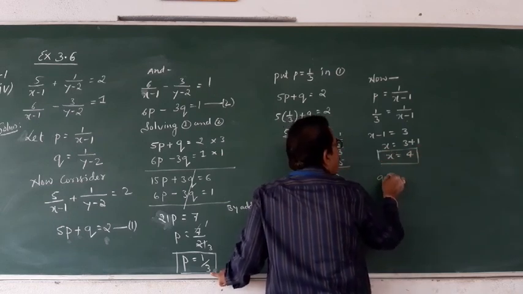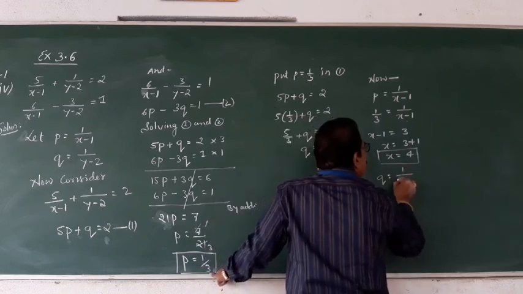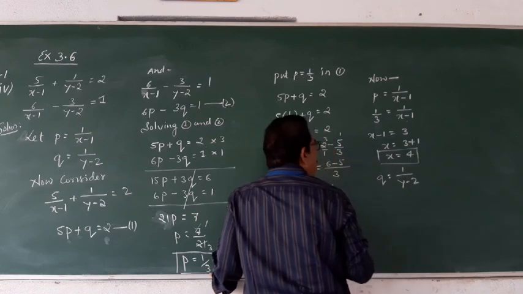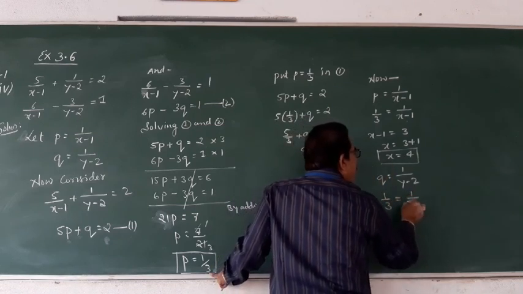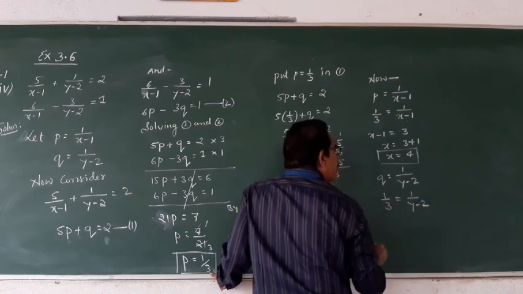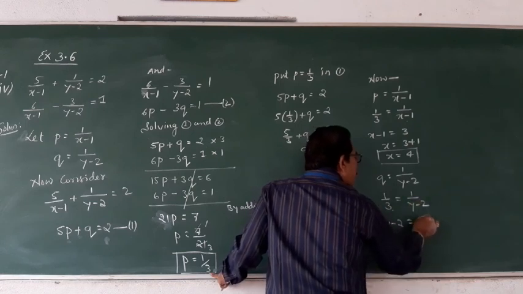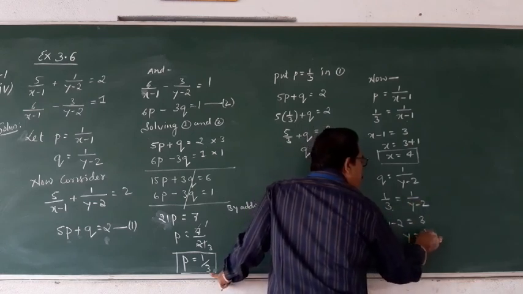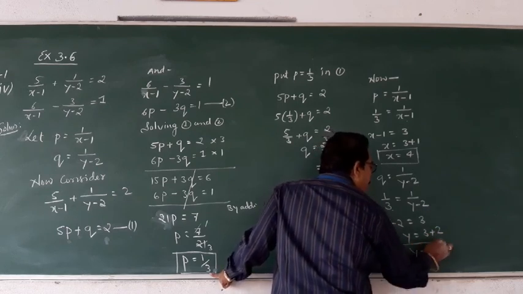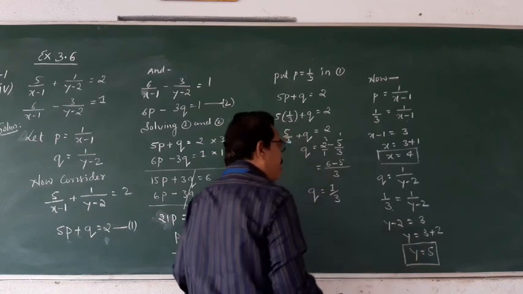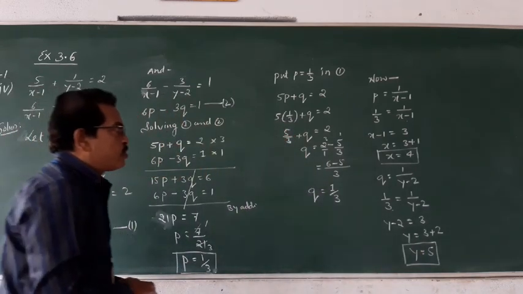Then q equals to 1 divided by y minus 2. So how much we got q? Q equals to 1 by 3 equals to 1 divided by y minus 2. By cross multiplication, y minus 2 equals to 3 ones are 3. Y equals to 3 plus 2. Therefore y equals to 5. The values of x and y are 4 and 5.